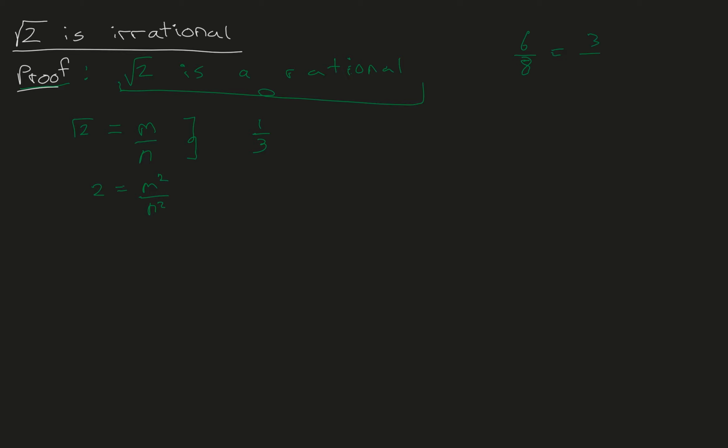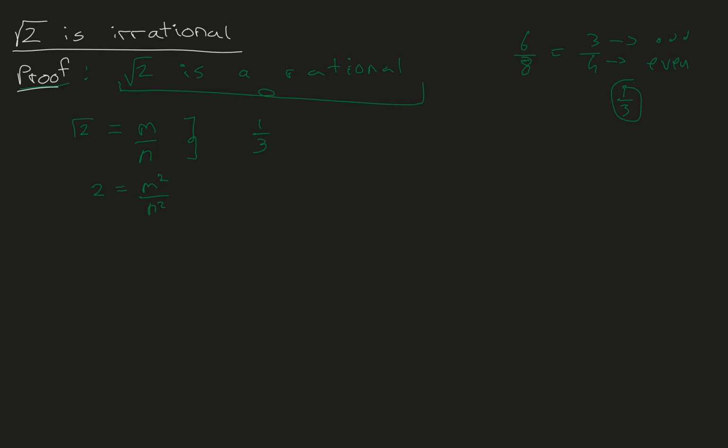But 3 over 4 is in its reduced form. It cannot be simplified any further. So if it cannot be simplified any further, that means the numerator and denominator are not both even; either they're both odd, as in this case.